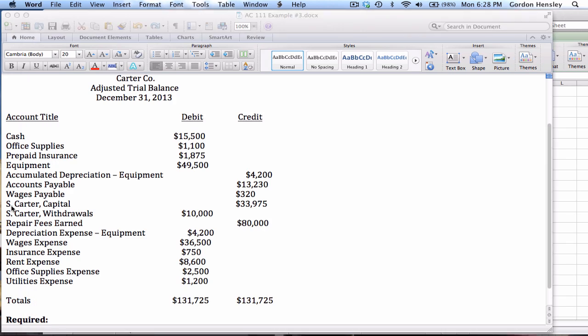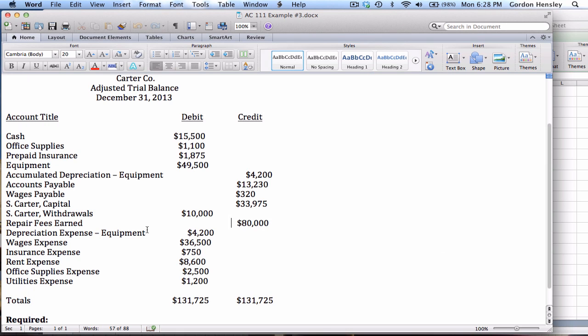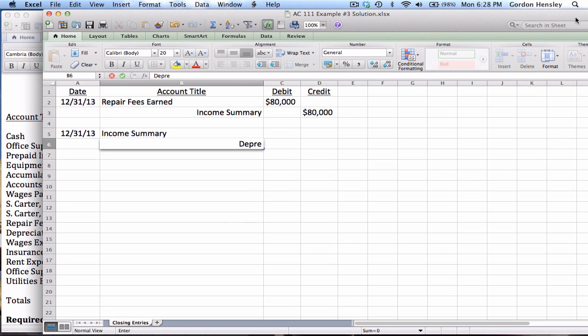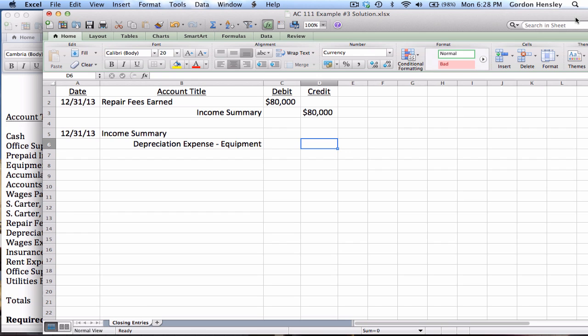Now, the first expense that they had was depreciation expense on the equipment, and it had a balance of $4,200. So depreciation expense on equipment, and the balance of that was $4,200.